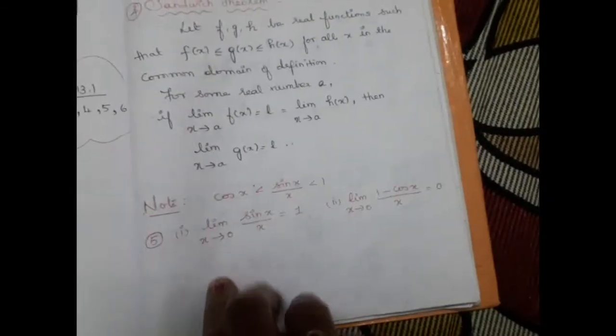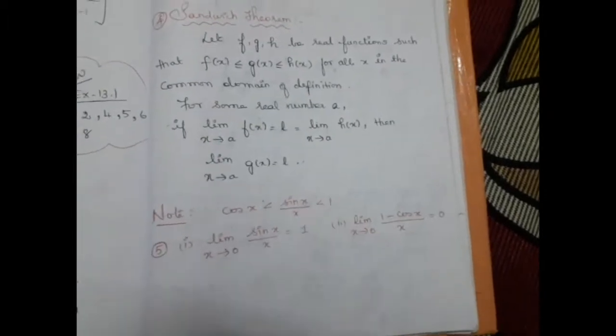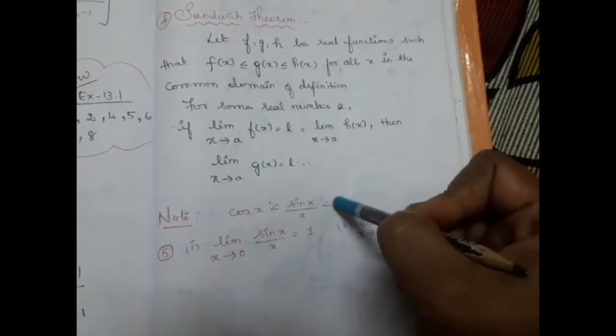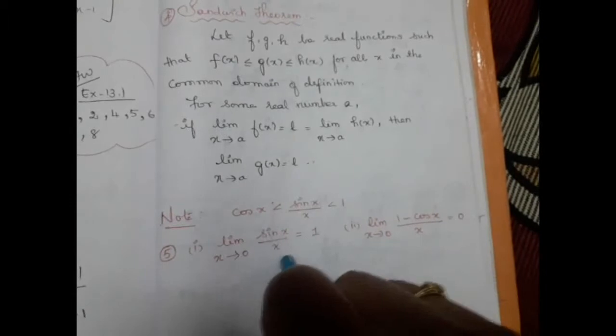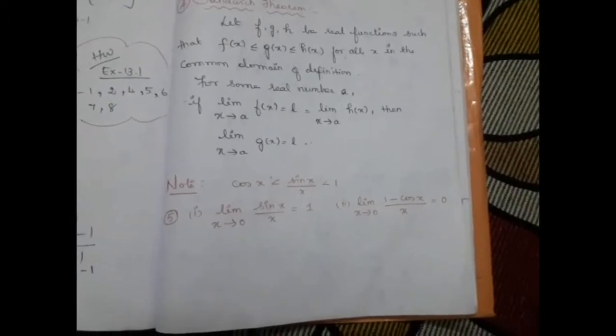And we have also seen the function sin x by x is sandwiched in between cos x and 1. And also we have seen two results: limit x tends to 0 sin x by x is equal to 1, and limit x tends to 0 1 minus cos x by x is equal to 0, right? So using all these results we have seen how to solve problems and how to find the limit of a given function.